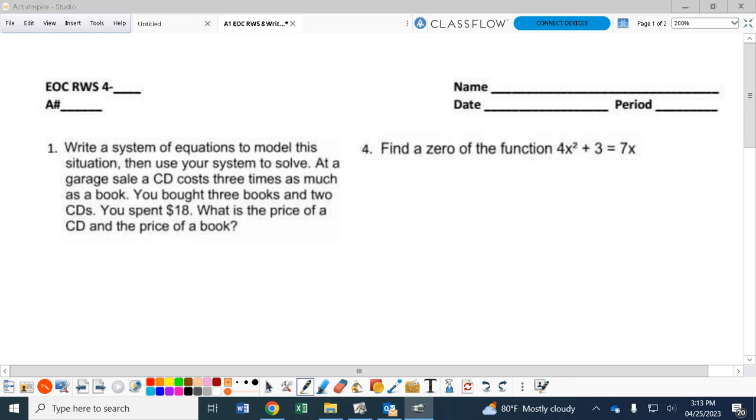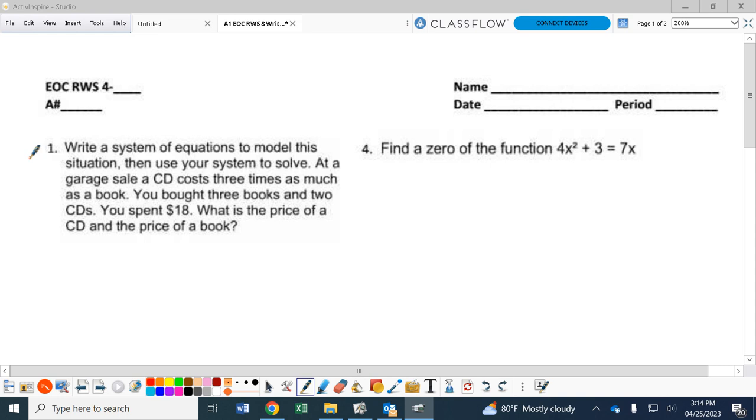Okay, today guys you're going to complete your EOC review worksheet from this video. Please get this completed and have it ready to submit the next time that we meet. So it says write a system of equations to model this situation and use your system to solve.